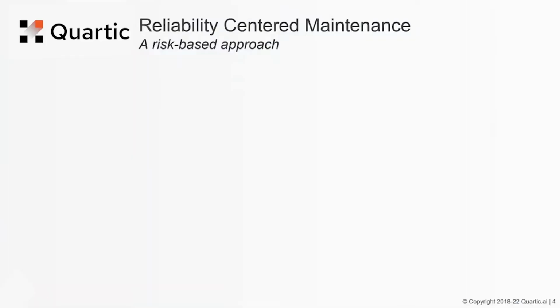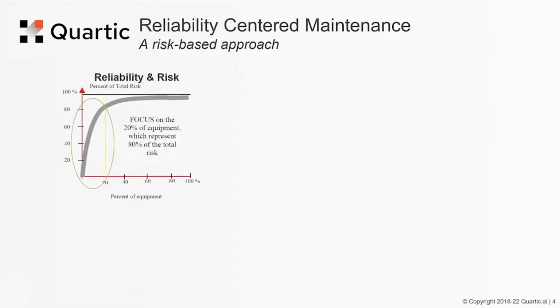In doing so, we want to focus on the assets that are contributing the most to our risk, and following the 80-20 rule, typically 80% of the risk will come from only 20% of our assets, so that's where we want to focus our efforts.